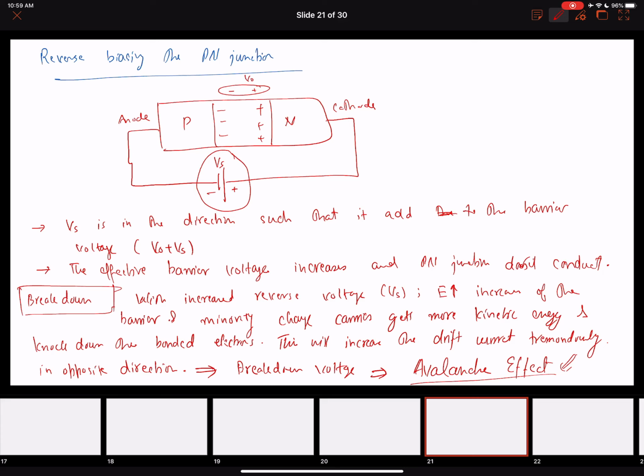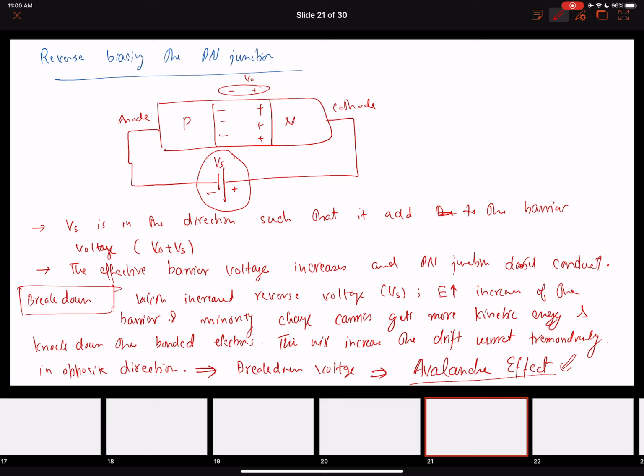And the last thing that we discussed is the breakdown, that as we are increasing this reverse biased Vs voltage, we will continue to increase the electric field that exists in the PN junction. That will give more and more kinetic energy to the minority charge carriers. They can easily knock down those covalent bonds that were sharing the electrons. So the electrons can be knocked out. Once the electrons are being knocked out, this will increase the drift current tremendously, and that process is known as an avalanche effect. And the voltage at which this will happen is the breakdown voltage.